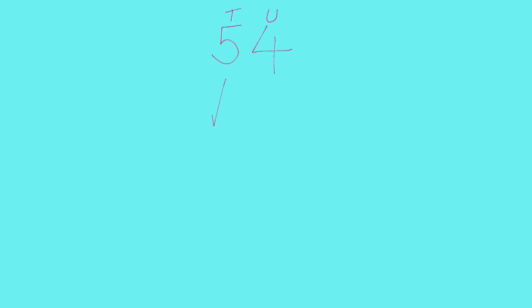Now we know that 5 tens is 50. If we were counting up in tens 5 times, 10, 20, 30, 40, 50. And then we also have 4 units. So we've got 50 plus 4 units is 54. And what we've done here is we have partitioned the number into tens and units. So you can try the next one.